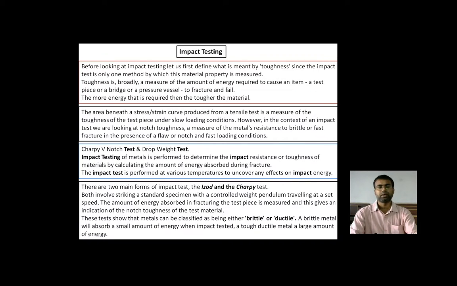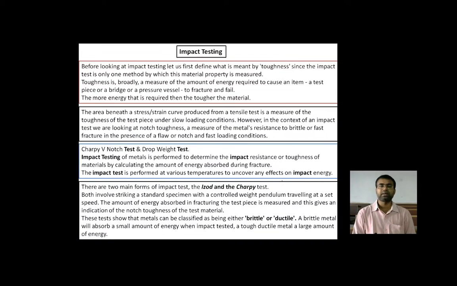So, today we are going to start with the impact testing. As in the earlier lecture, we have discussed destructive testing and non-destructive testing. That means what is the meaning of destructive and what is the purpose of non-destructive.